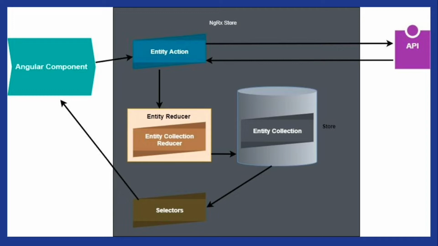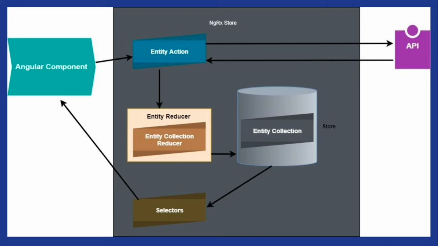So what happens in NgRx Data is, if you observe this diagram, the entity action, entity collection reducer, selector, and entity collection, all these things reside inside the gray area. All these things I won't create explicitly. Everything is taken care of by NgRx Data only. So NgRx Data is an abstraction, a layer over the NgRx store.